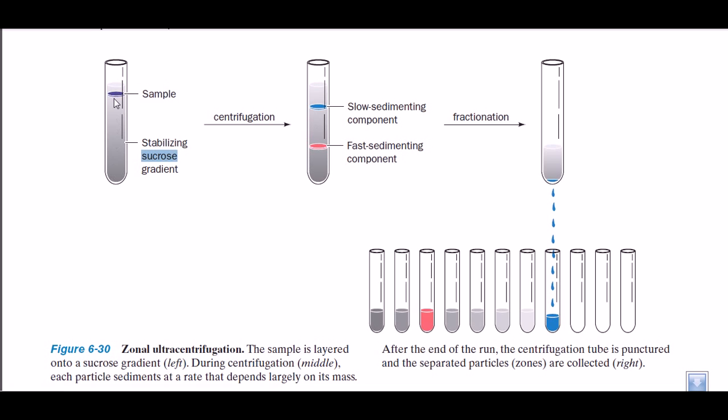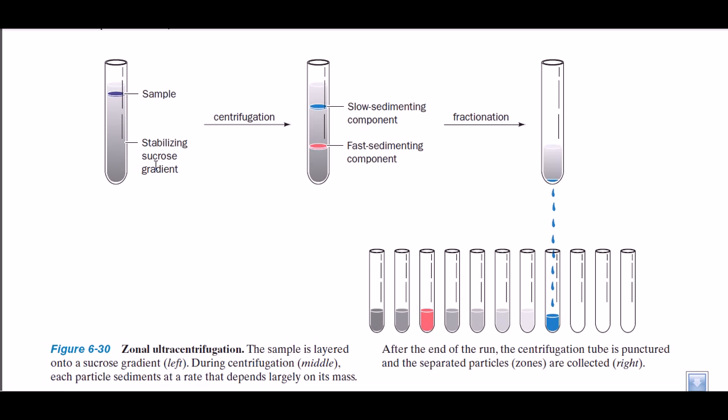If we take this test tube as an example, we have sucrose in it, and at the bottom the gradient of sucrose is higher, and the density of sucrose gets lower as you move towards the upper regions. This density depends on the gravitational force, as gravity is higher at the bottom because the gravitational force acts downward. So the gradient is higher in the bottom portion and lower in the top portion.